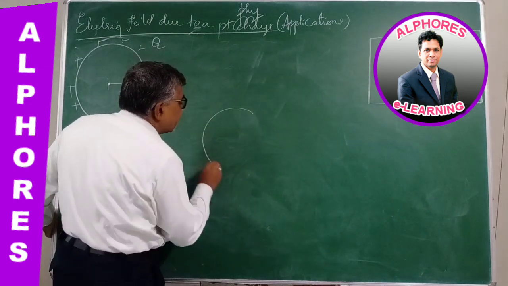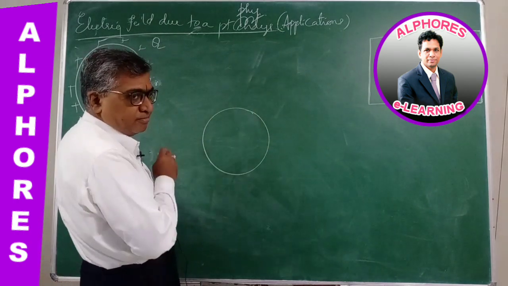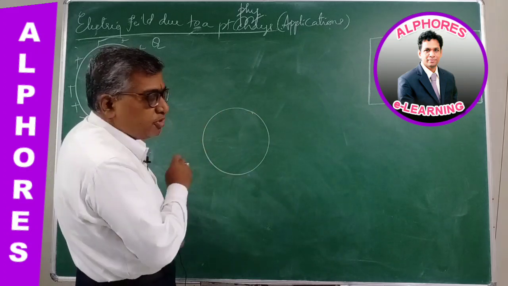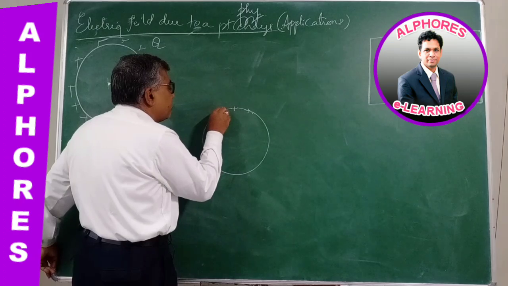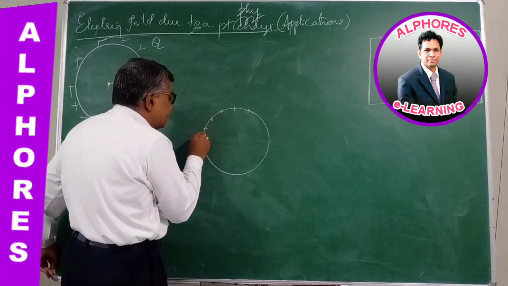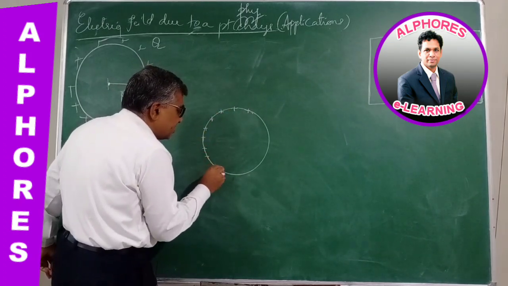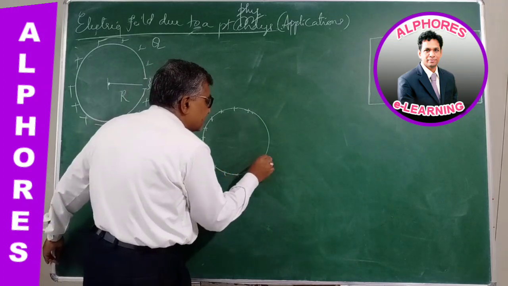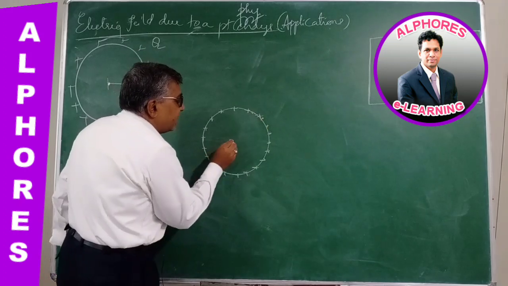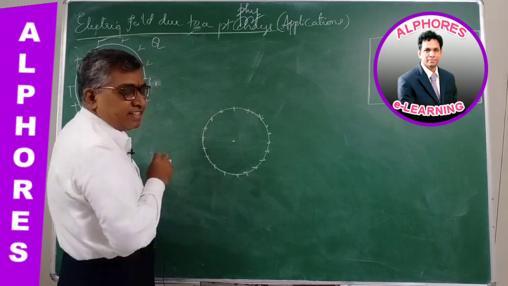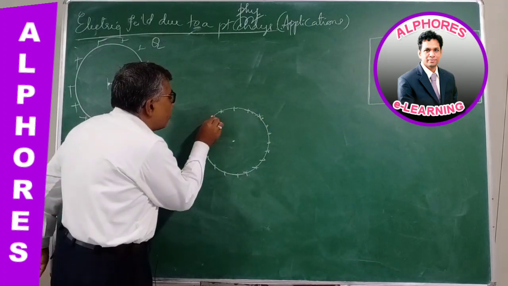Now consider a charged ring. The charge is uniformly distributed over it. So charge exists at each point, uniformly separated like this. The charge is continuous, but let's imagine it like this. Now, when I consider the electric field at the center, let me consider a small part of the charge.